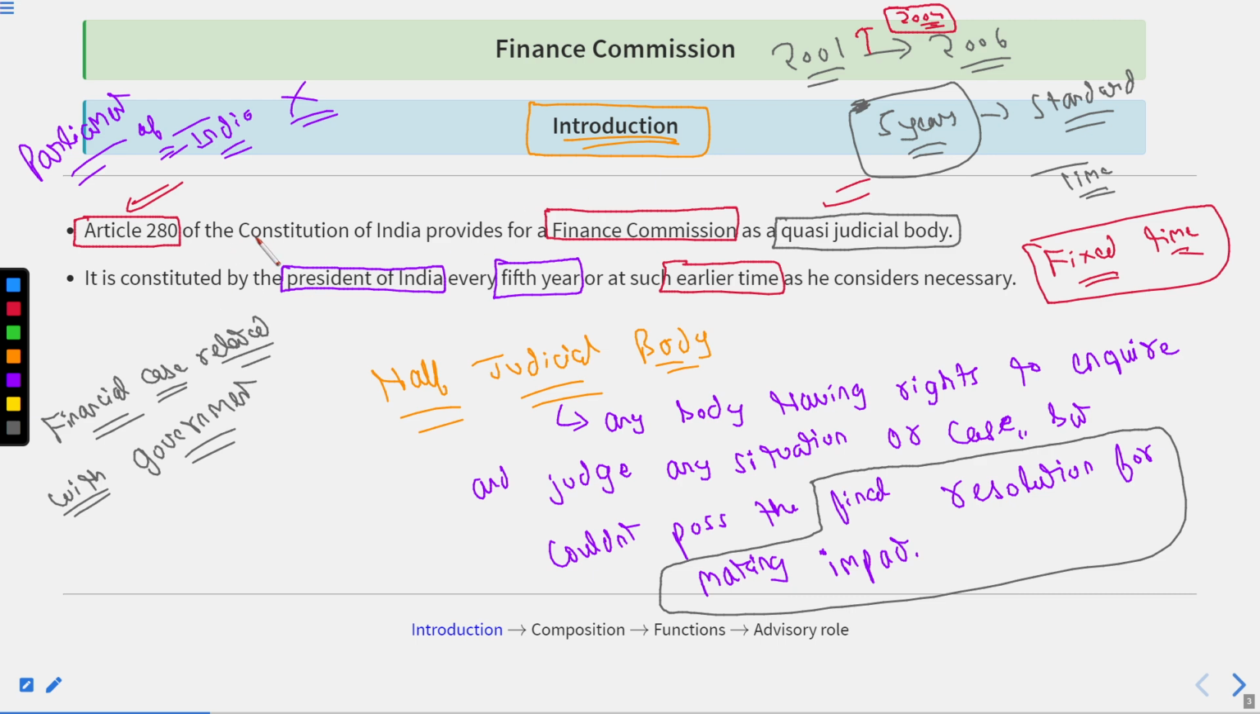And because it is provided in the Constitution, which type of body is it? It is a constitutional body. Got it?